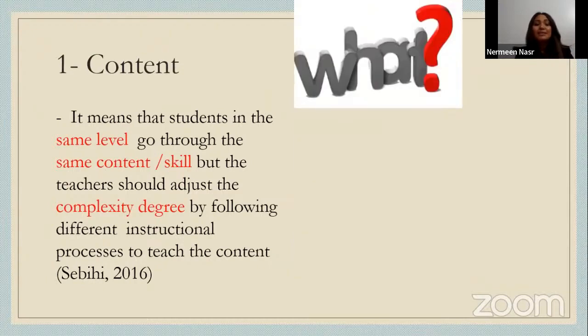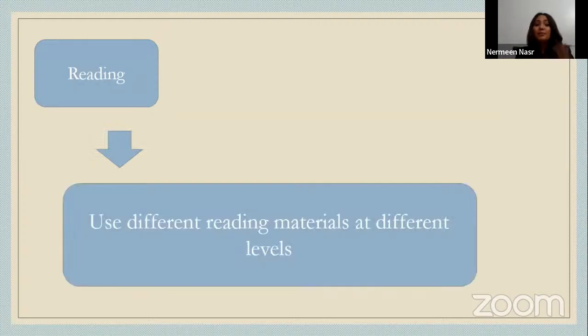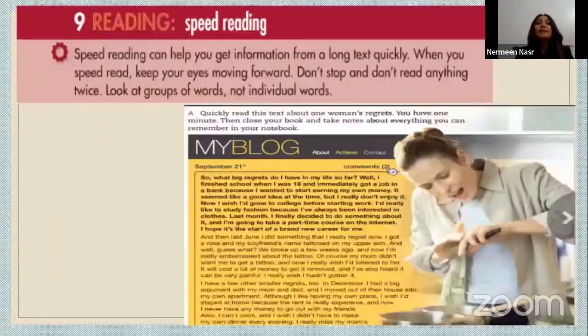What does it mean? It means that whenever I'm talking about content differentiation, I'm talking about what I am learning, and I'm going to think of the students' level. Okay, so the content, what I'm teaching, and I'm going to think of their level. So how to do that? Number one, if I'm teaching reading, I'm going to use different reading material at different levels. So let's see that practically.